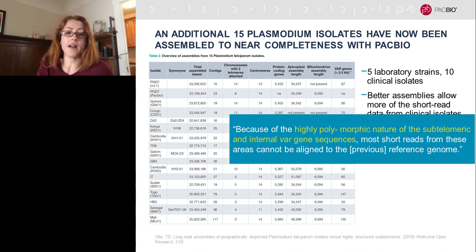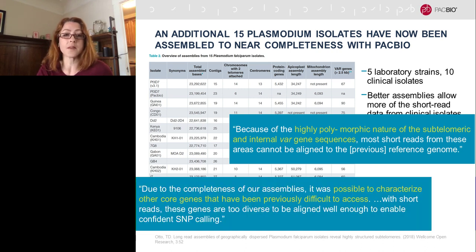The authors point out here, because of the highly polymorphic nature of the subtelomeric regions and the internal VAR gene sequences, most short reads from these areas could not previously have been aligned to the reference genome. And now that there's a diversity of Plasmodium isolates from all over the world, this makes this a lot more possible. Due to the completeness of our assemblies, it's now possible to characterize other core genes that have previously been difficult to access with short reads, because these genes are too diverse to be aligned well enough to enable confident SNP calling. So a lot of times people recognize that with long read sequencing, the key advantage is that you are better able to see structural variants and large scale changes in the genome.